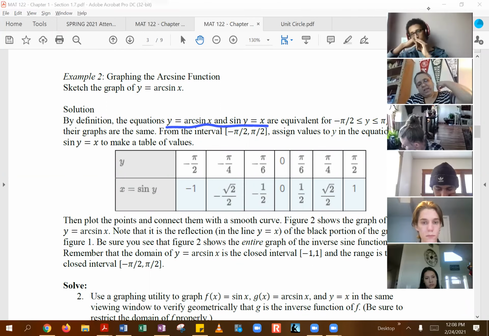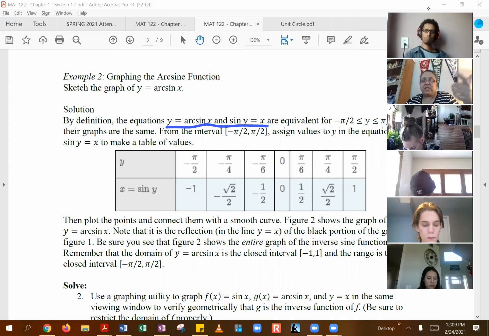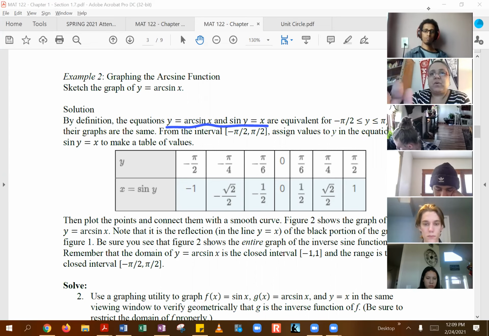And my brain, just the way it works, I always go ahead and create a table like I was creating it for the sine function. So I would keep my x values in the sine function going from -pi halves to +pi halves, because remember, we have to restrict the domain of our sine function. Those x values for the sine function end up becoming the y values for your arc sine function. And whatever the corresponding y values you would have for sine, they become the x values for the arc sine.